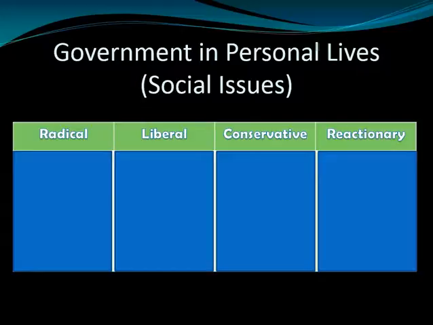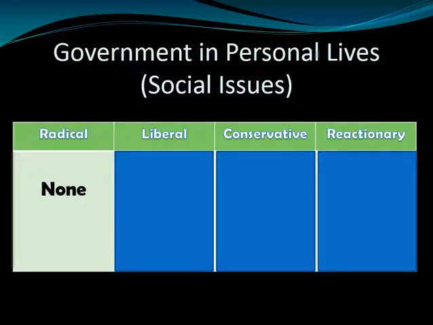When it comes to the role of government in our personal lives, or generally when it comes to social issues, we can classify people, although this doesn't work 100% of the time. But for the most part, a radical would believe that the government should not be involved in our personal lives. What you do in the bedroom, what you do in your free time, whether it's have an abortion or smoke marijuana or whatever it is that you do, and you probably shouldn't do that, but if you do, that's none of the government's business. You should be allowed to do whatever you want.